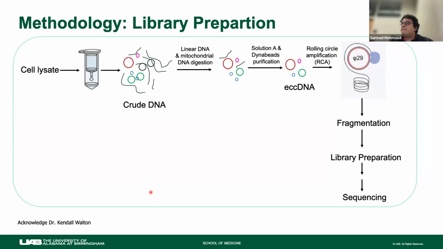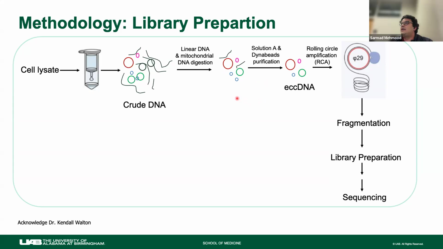So a quick question, Sarmad. Can you guarantee or make sure the digested DNA are circular ones? By what protocol do you select them? Undigested DNA is the circular one, or digested? We digest the linear DNA, right? Linear and mitochondrial DNA, yeah. Okay. So after the digestion, only the circular ones are left, right? Yeah.